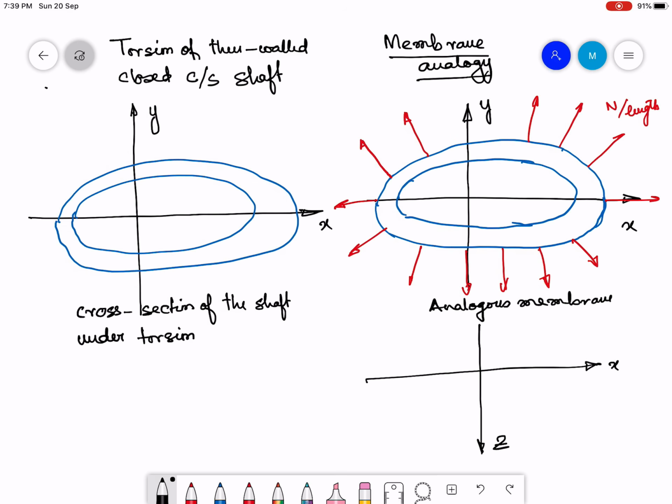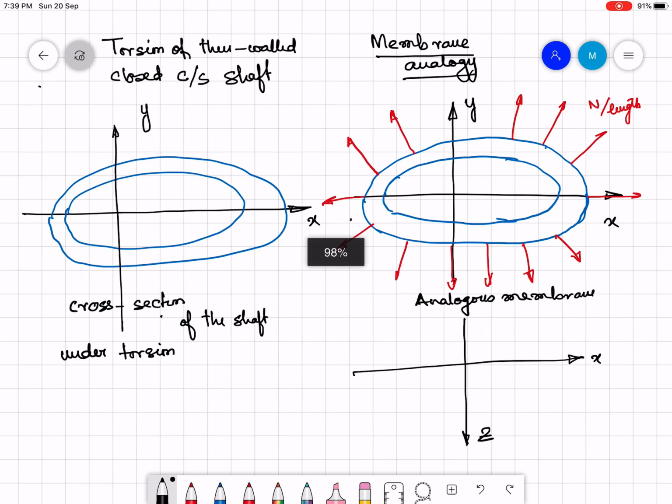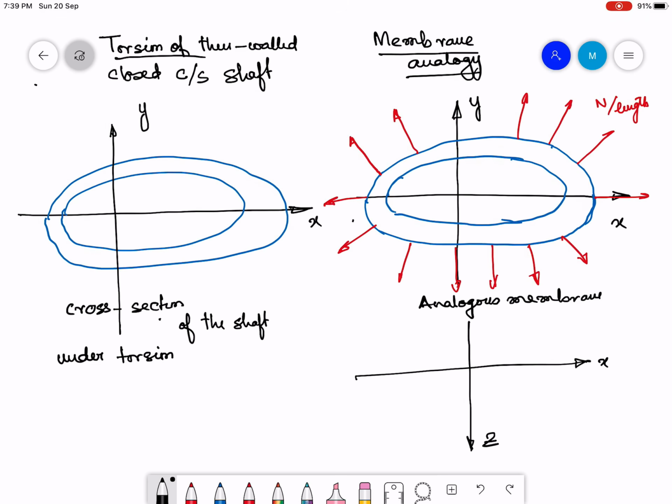Okay, we have not ventured into closed cross section shaft. So what we are going to do is move ahead and see how to solve thin wall cross section shaft but closed. Okay, so we are going to study about torsion of thin wall cross section shaft but closed. Okay, that's important. So we are going to use the same membrane analogy that we have used previously to solve this problem. Okay, so now let us see how to proceed.